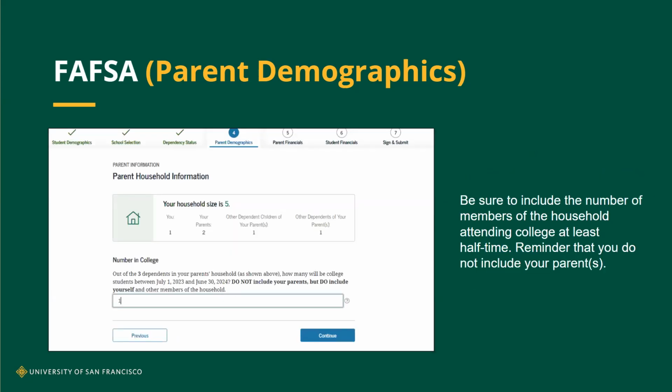Okay, once you're in the parent demographic section, it'll ask you more about the number in your household and then how many people in your household are attending college. Be sure that you do include any siblings that are attending college, but not your parents. Your parents would not be considered in the number of college students for the household.